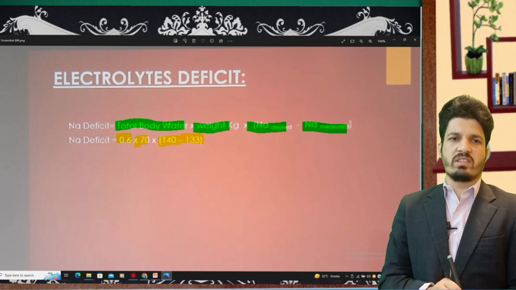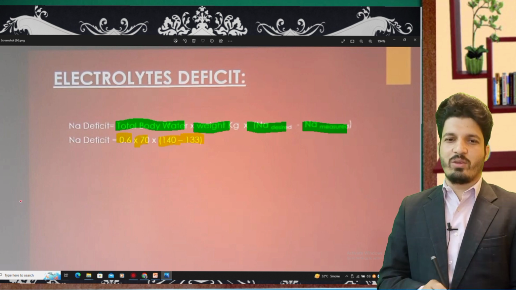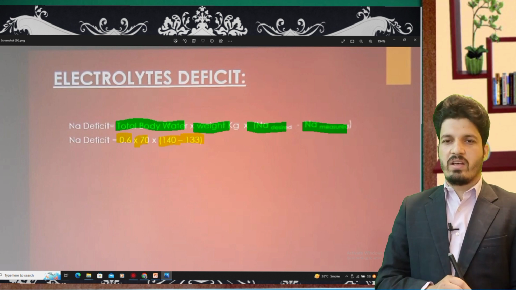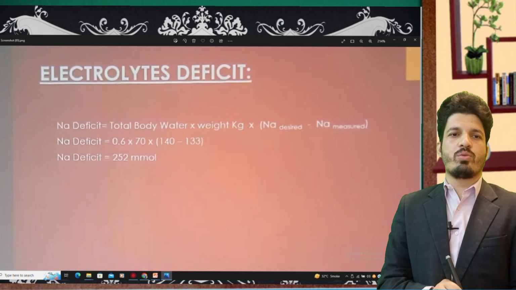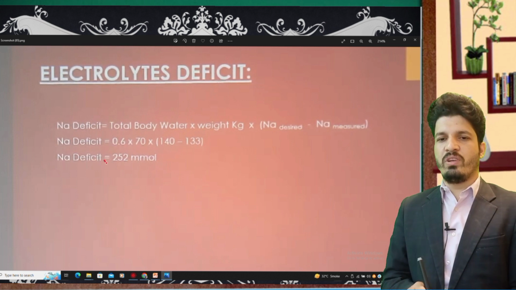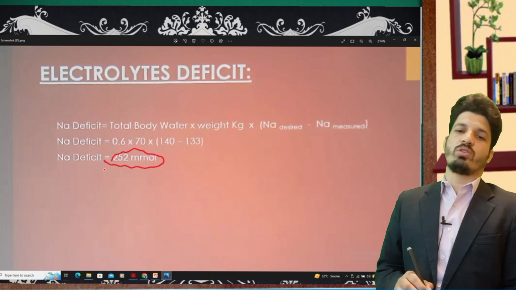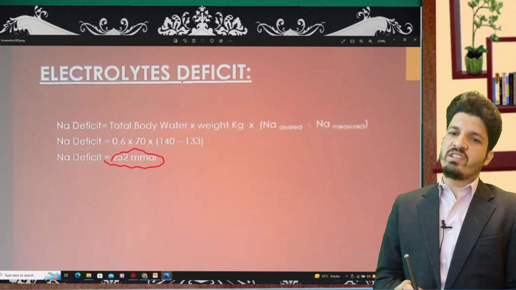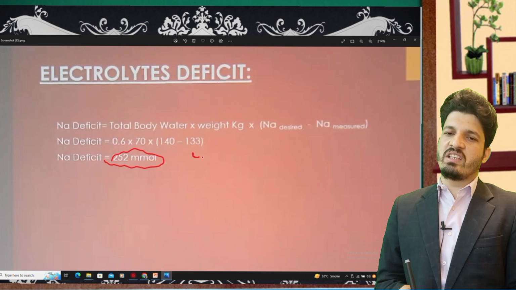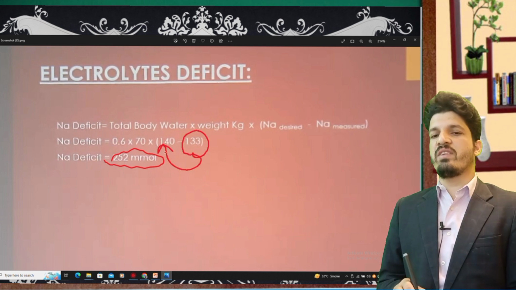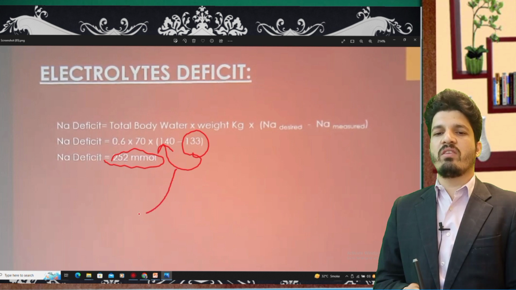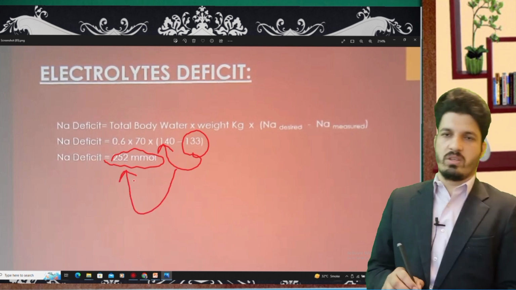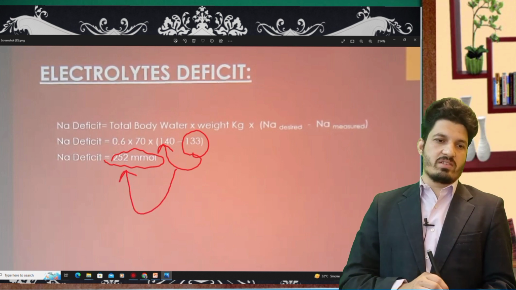You have to calculate this, and when we use the calculator to calculate these values, it becomes 252 millimole, that's the sodium deficit. So to bring the sodium from 133 to 140, which is our desired value, we have to give 252 millimole of sodium. So that's the sodium deficit.